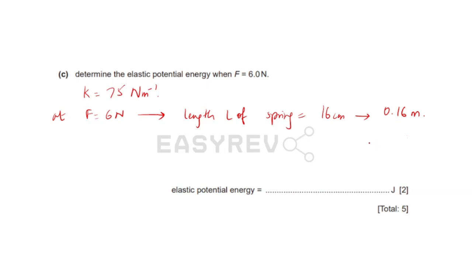Now the thing here is that when you want to calculate the elastic potential energy, the formula we use is half times k times x squared, where x is the extension. We can't really use 0.16 meters here because that's the length, not the extension. But what we can do is calculate the extension separately. The extension would be the new length L that I've already written out here minus the original length. The original length being the length of the spring when there is no force attached to it.